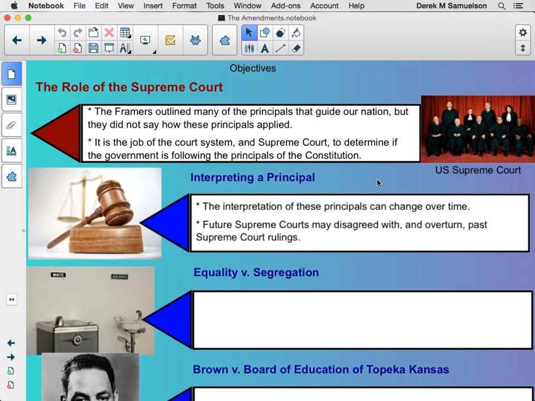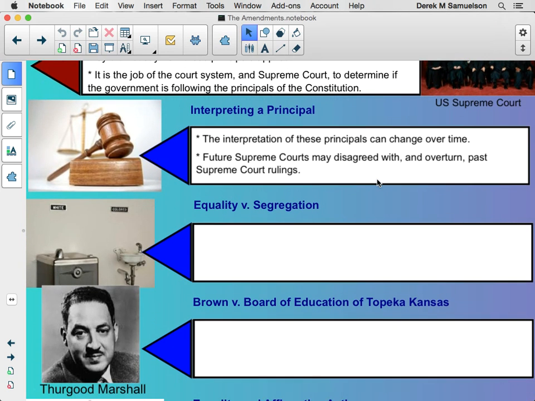So how do we interpret a principle? Well, the interpretation of the principles of our government change over time. It changes based upon the society that we're living in and the values and morals of Americans. Because of this, future Supreme Courts may disagree with and overturn past Supreme Court rulings. Supreme Court rulings are not final. They can be changed by future Supreme Court rulings.